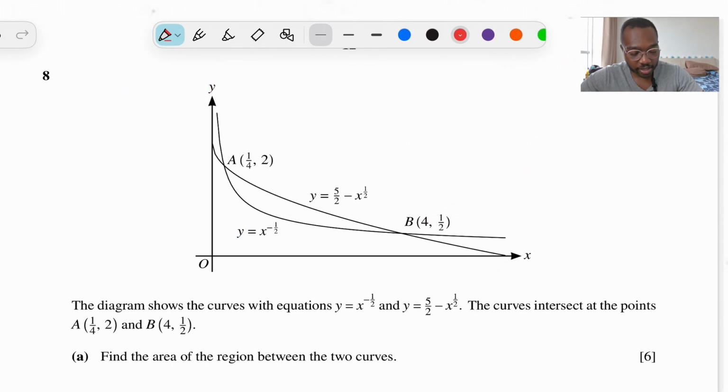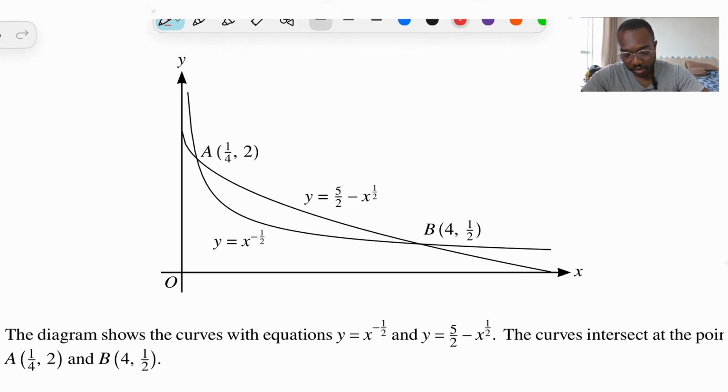So question 8, we have these two curves, okay? One with equation y equals x to the minus a half, and the other with y equals 5 over 2 minus x to the half. The curves intersect at the points 1 over 4, 2, and 4, 1 over 2. Find the area of the region between the curves, okay? So we need to figure out this region here.